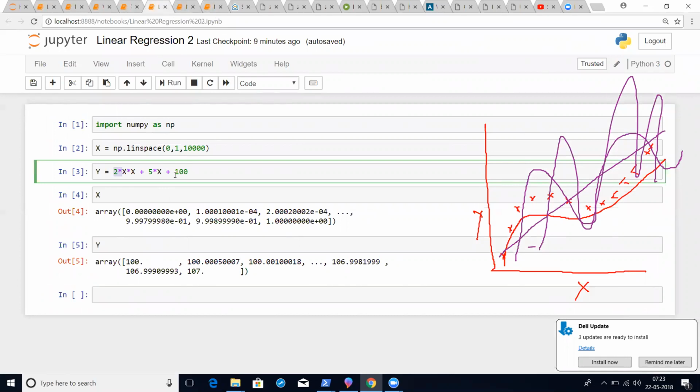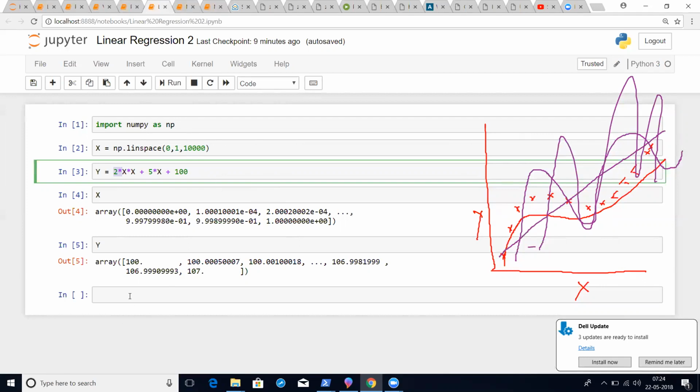We know that answer as of now. But had you not been knowing the answer, and you know it's a degree 2, your line should be a degree 2 polynomial. What is it that you have to predict? You have to predict these coefficients, right? These are your theta vector. The theta consists of 2 and 5, and 100. These are the values you should be finding. So you have to find the coefficient of x squared, the coefficient of x, and the coefficient of this intercept value.